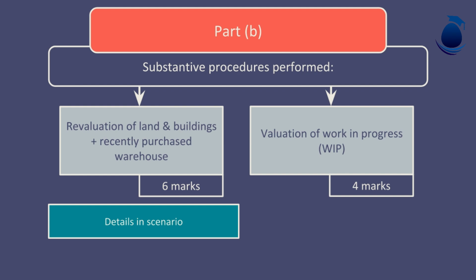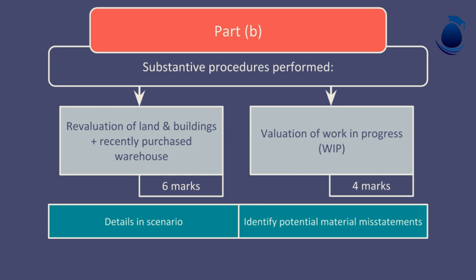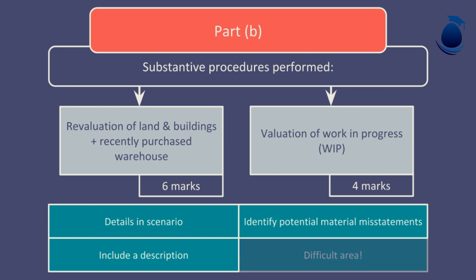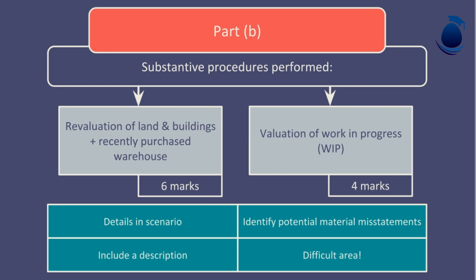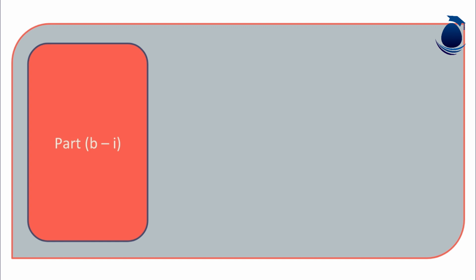Remember, a substantive procedure is work carried out by the auditor that will identify potential material misstatements in the financial statements. A written substantive procedure should include a description of how they are carrying out the work and why they are doing it. This area is always something that candidates struggle with. It requires a little imagination to add to the knowledge you have on gathering evidence during the audit. Let's focus on Part 1 first.